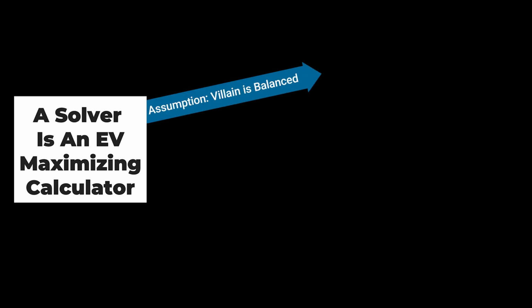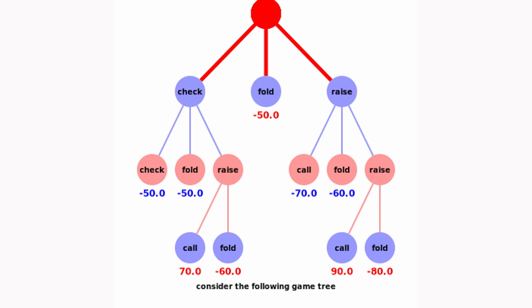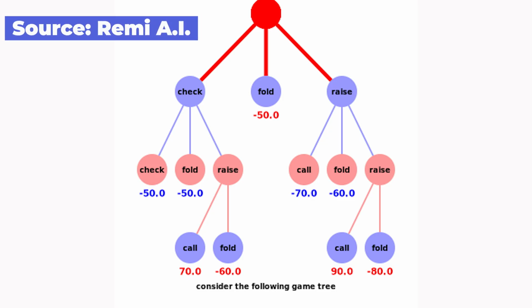As most of you know, the primary function of a solver is to calculate unexploitable GTO strategies. But solvers can also calculate strategies that maximally exploit an opponent's known weakness through its node locking feature, which we'll demonstrate in this video. Now, to explain what node locking is, it may make sense to refresh our recollection on how GTO strategies are calculated by a solver.